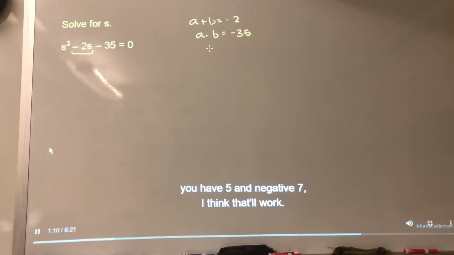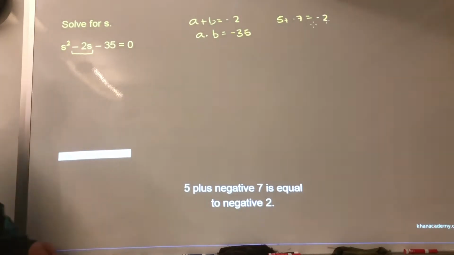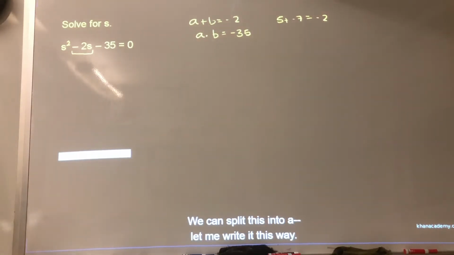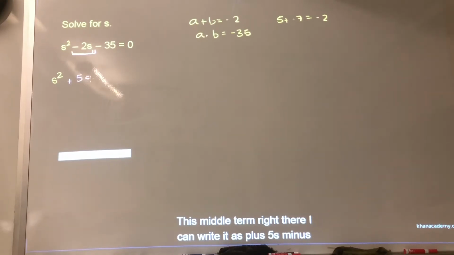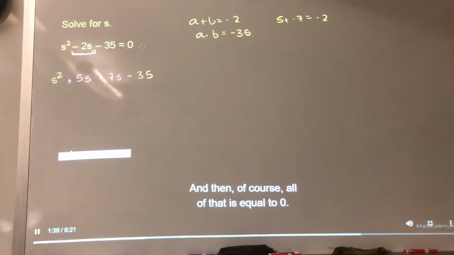And negative 7, I think that'll work. 5 plus negative 7 is equal to negative 2. So to factor by grouping, you split this middle term into a, let me write it this way, we have s squared, and then this middle term right here, I'll do it in pink. This middle term right there, I can write it as plus 5s minus 7s, and then we have the minus 35, and of course all of that is equal to 0.